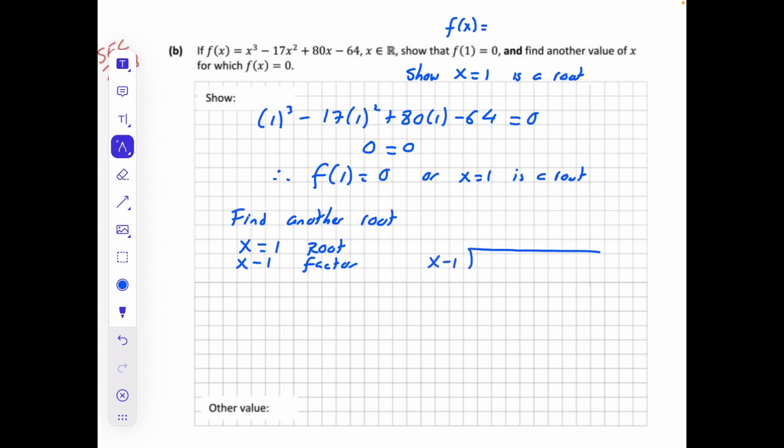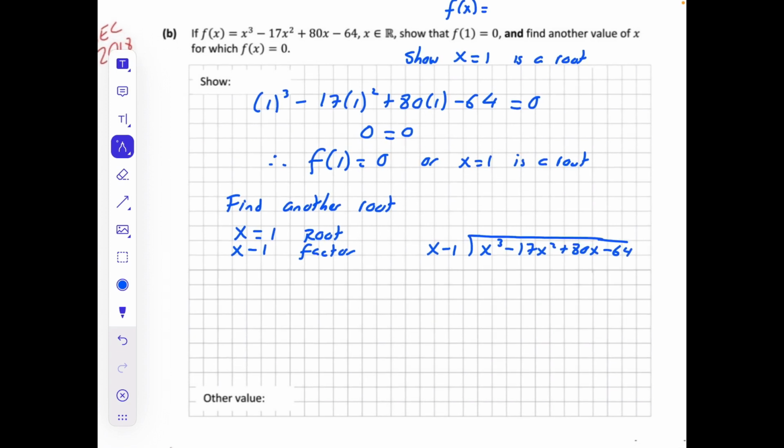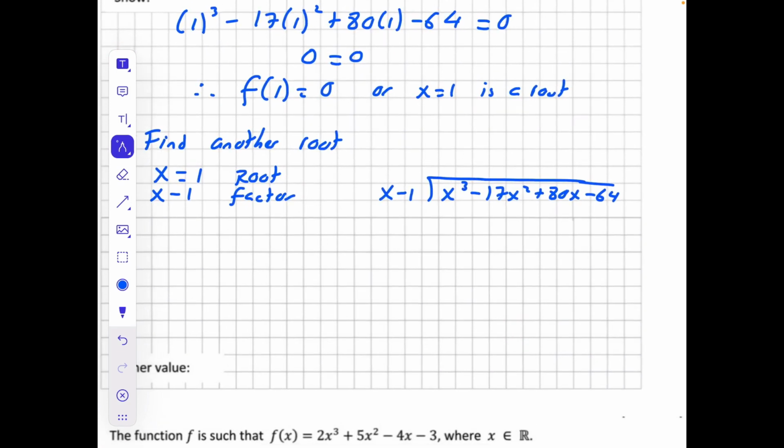What can we do when we have a factor? We can do our long division. So we're going to divide x minus 1 into our cubic. Again, we'll go nice and quickly through our long division. So x into x cubed will go x squared. x squared multiplied by x will give me x cubed. x squared multiplied by minus 1 will give me minus x squared. Draw a line, change your signs.